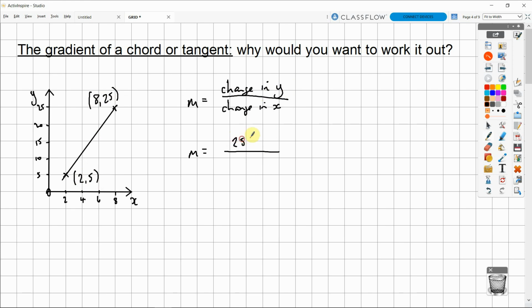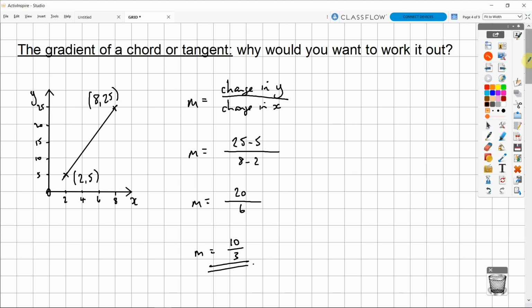So the change in the y values, 25 minus 5. The change in the x values, 8 minus 2. And so the gradient is 20 divided by 6. If we simplify that, it's 10/3. And it's more accurate really to leave it as a top-heavy fraction rather than trying to change it into a decimal. Much better to leave it as 10/3. So that's how you work out the gradient of a straight line.